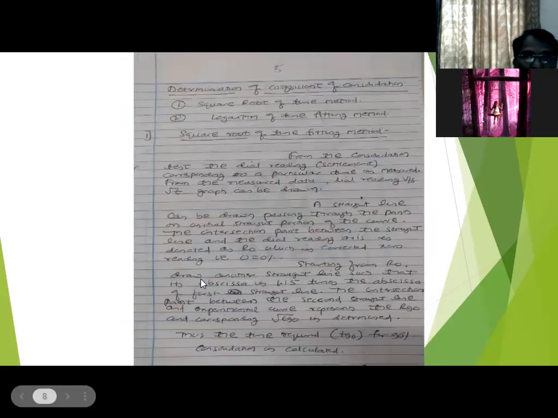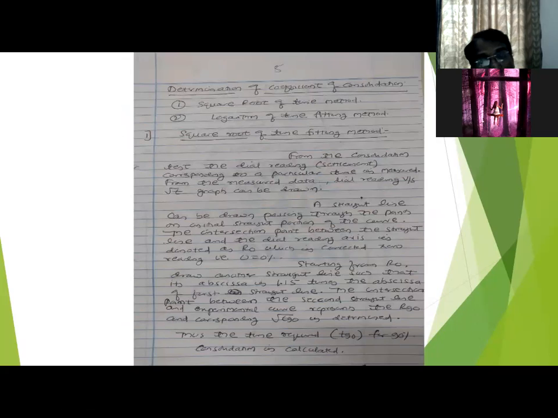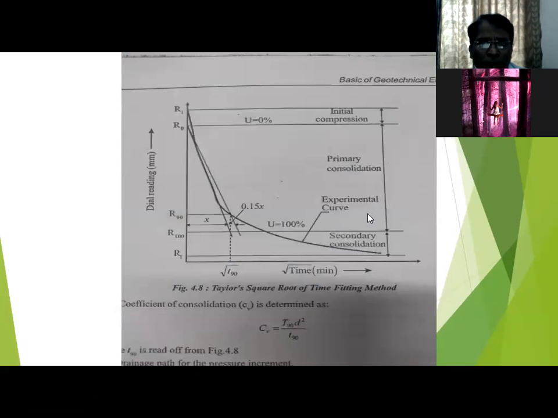That is the coefficient of consolidation. So this is one of the ways of finding the coefficient of consolidation, by the square root of time method. I hope the things are clear to you now. Okay. Any doubt, beta? Please read it once again, and then you will come to know if you have any doubts.